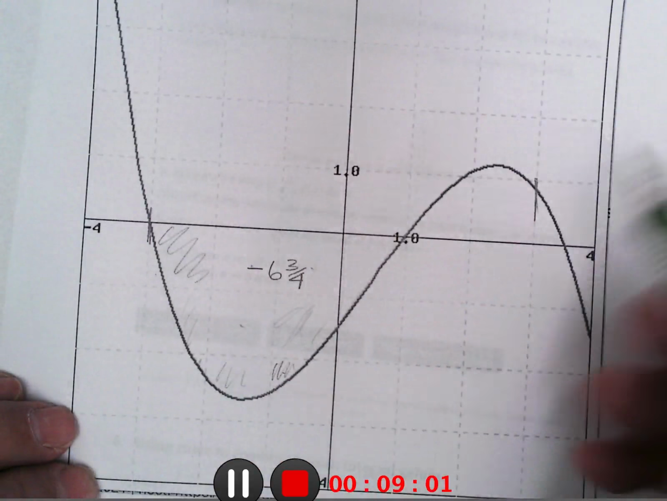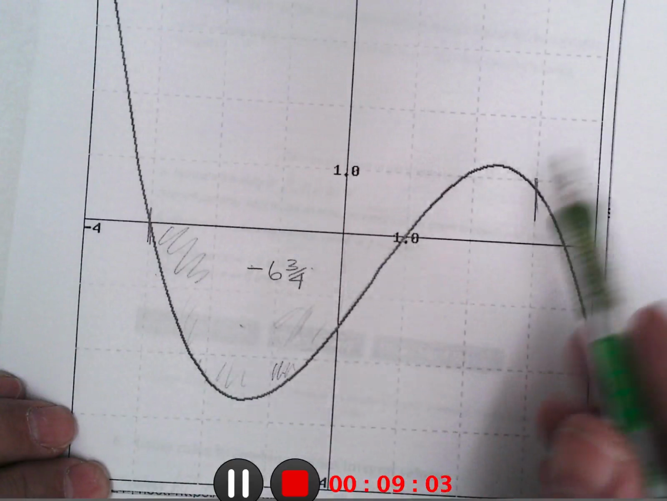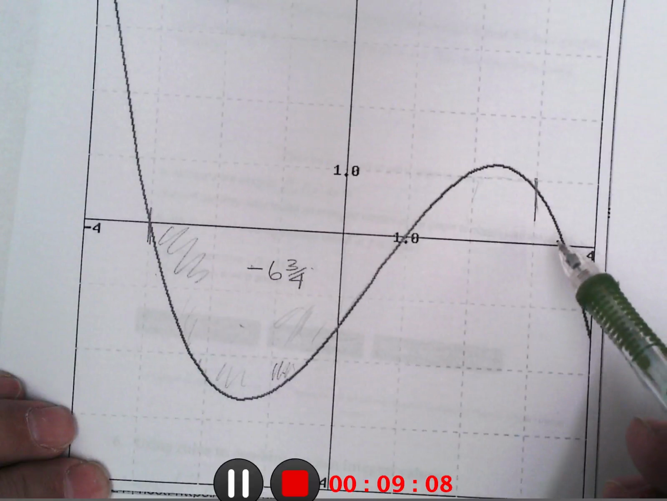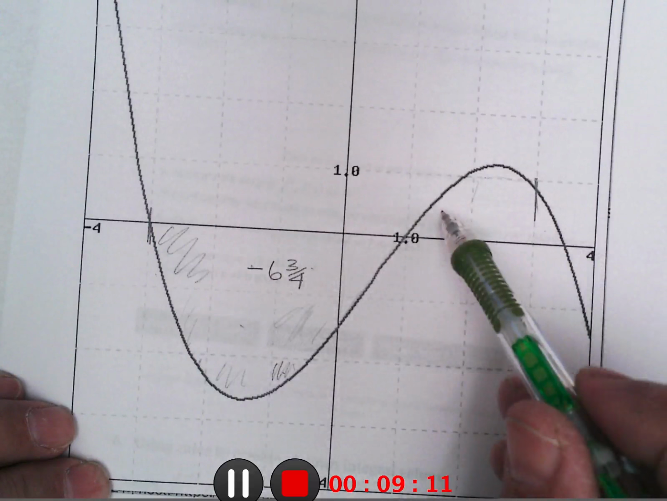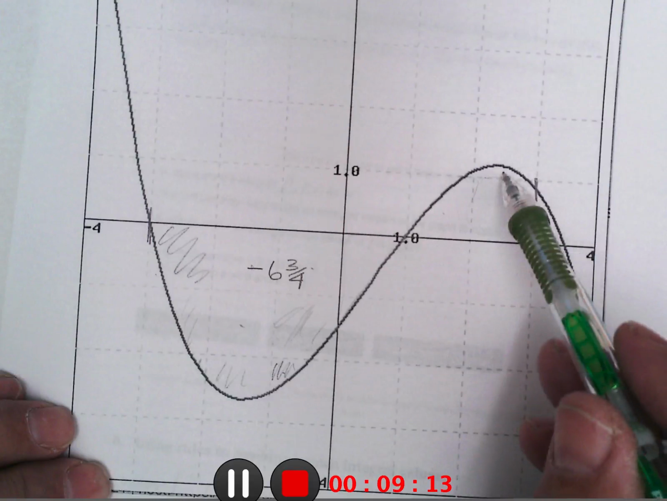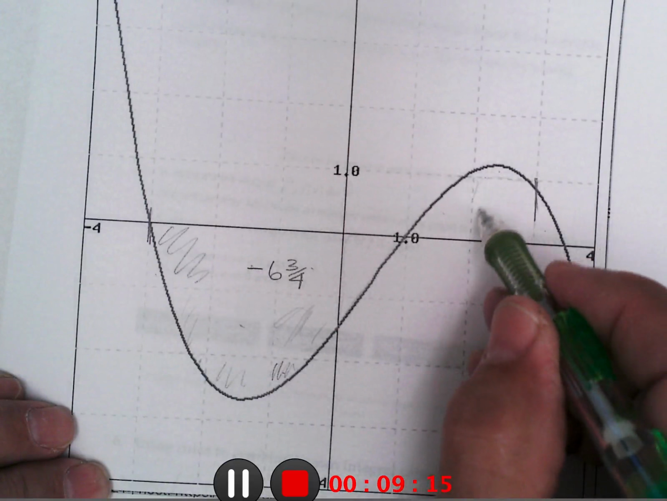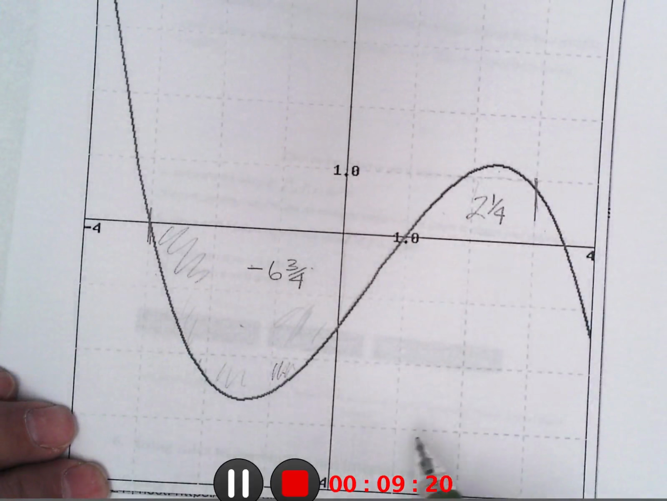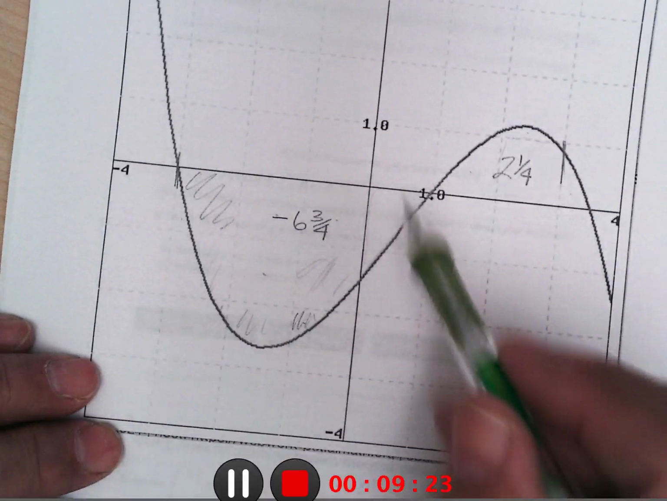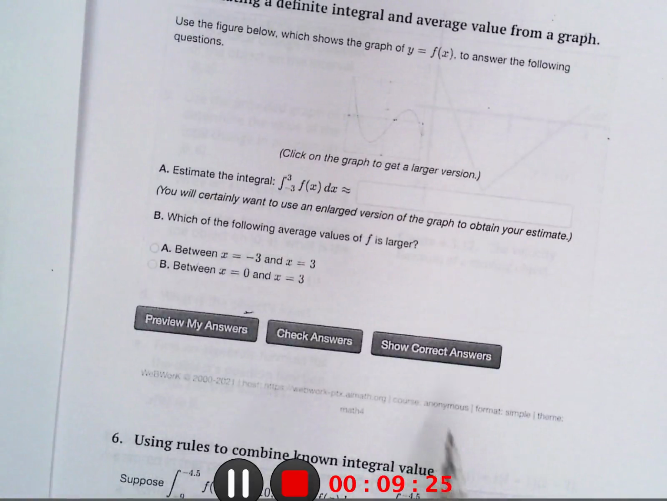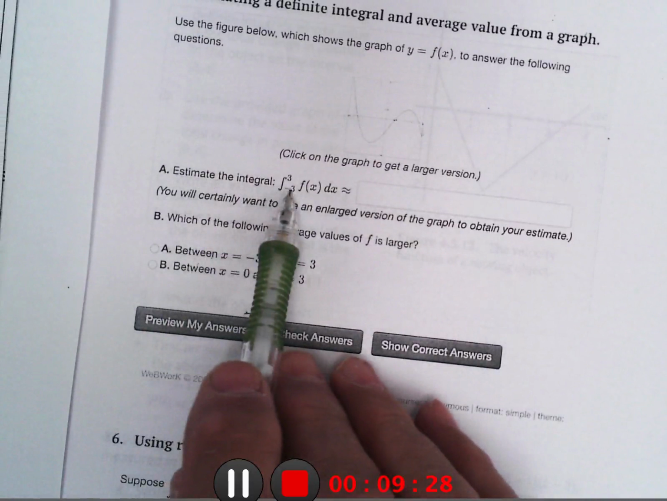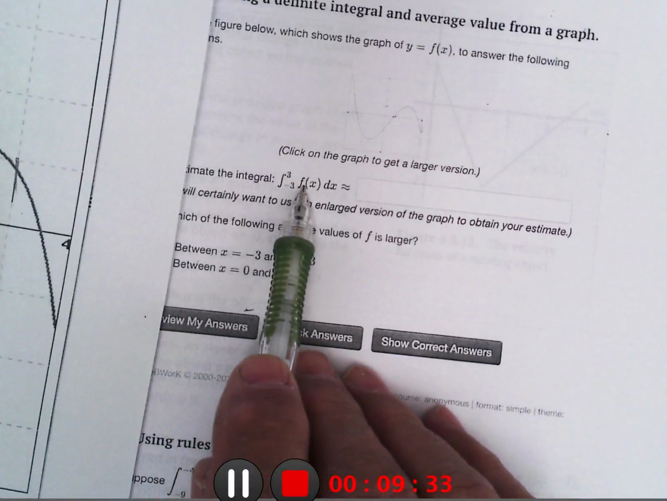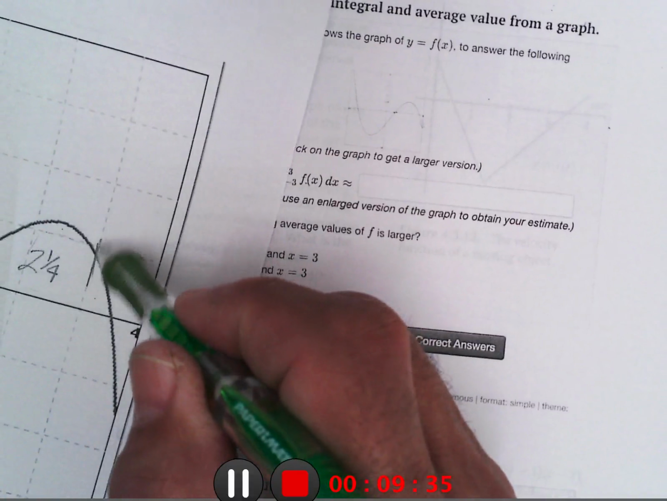Over here I have 1 minus a little bit there, and I'm thinking that probably this and this will make 1, so that's 2 and a little bit more than 2. I'll call it 2 1/4, but I think that's a little bit too much. So the total area, what was the question here? Estimate the integral from -3 to 3 of f of x. Well, that would be, oops, did I do this? Let's see. Look here, I think I added that.